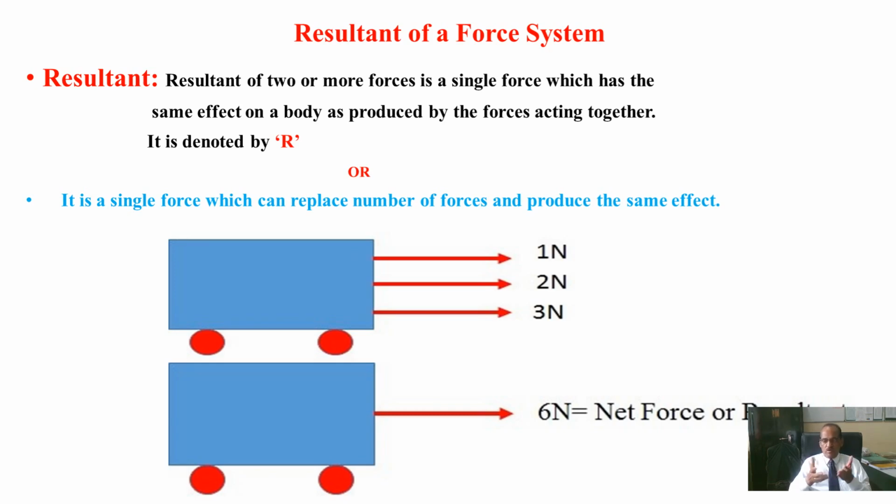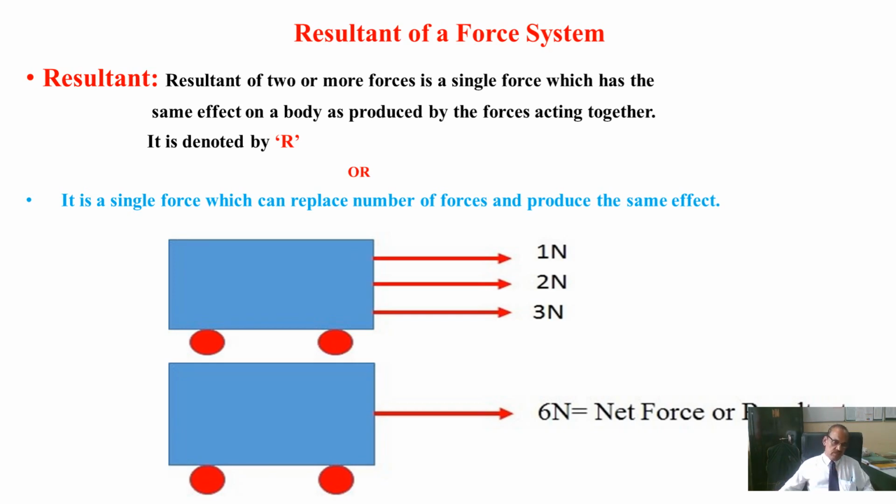Resultant of two or n number of forces is a single force which will produce the same effect as it is produced by all forces acting together. This resultant is denoted by R, or you can say it is a single force which can replace the number of forces and produce the same effect.